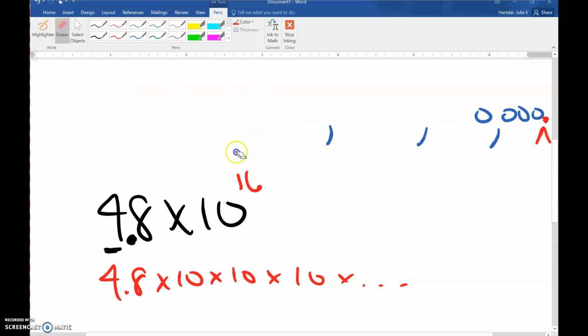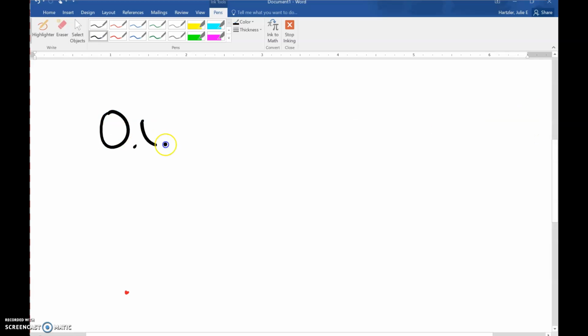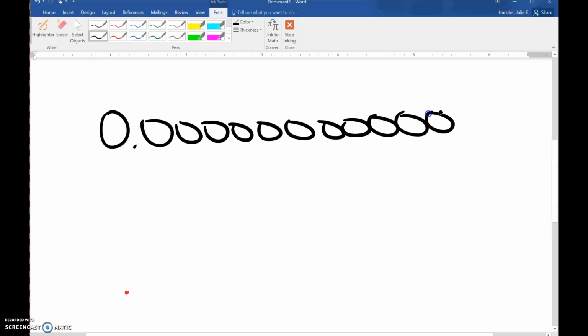Same thing if you have a really, really tiny number. Again, it's easy to leave off zeros. So in science, that's a problem, especially with really microscopic things. If I was typing this, if I left off a 0, I probably wouldn't even notice. So scientific notation is a little safer.